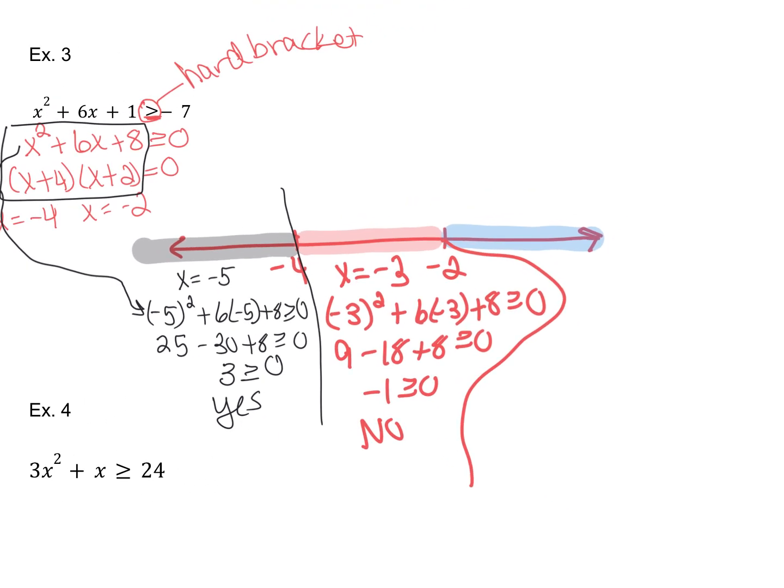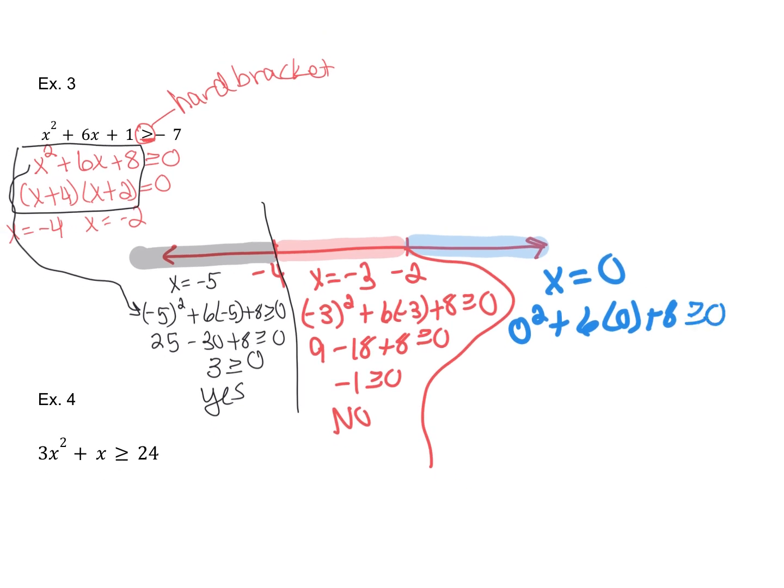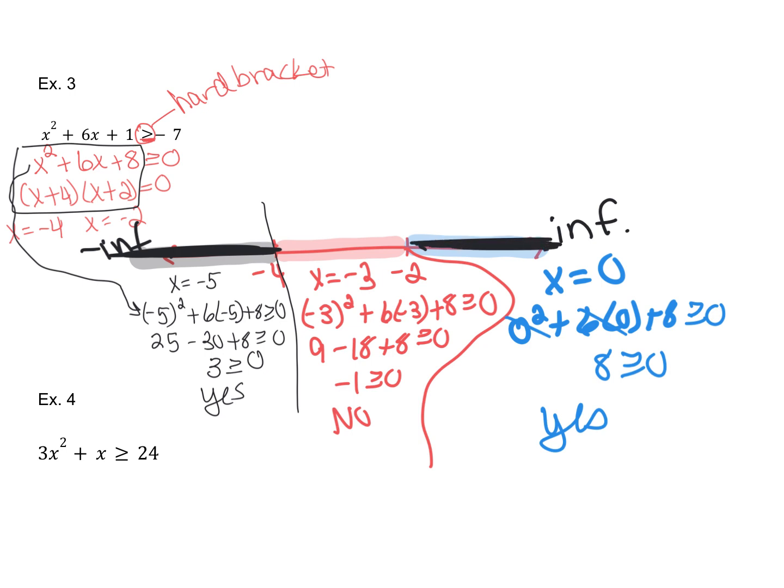And then, the easiest number I'm probably going to try in my blue section is a number greater than -2. Easiest number anytime that we want to substitute would be if x equals 0. So we'd have 0 squared plus 6 times 0 plus 8 is greater than or equal to 0. And 8 is greater than or equal to 0, so that would be a yes. Which means our solution is going to be here. So this is -infinity. This is positive infinity over here. And these two sections right here are going to be our solution.